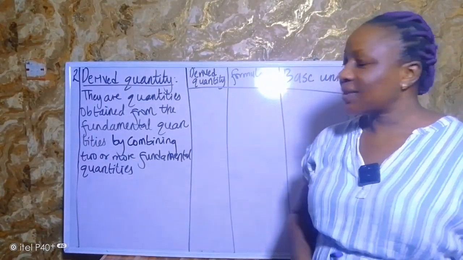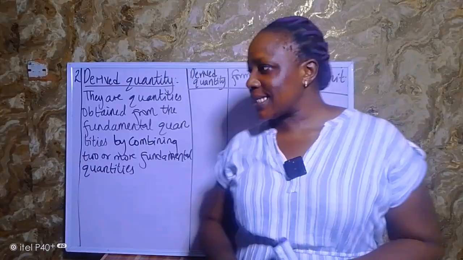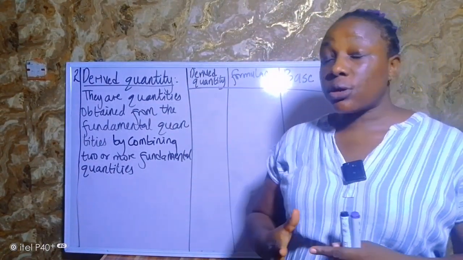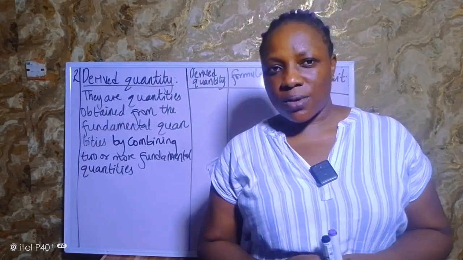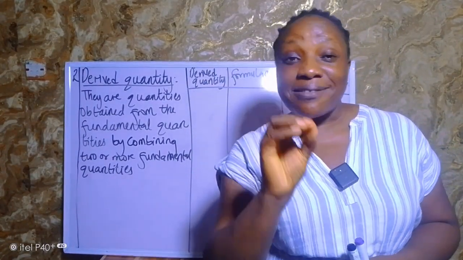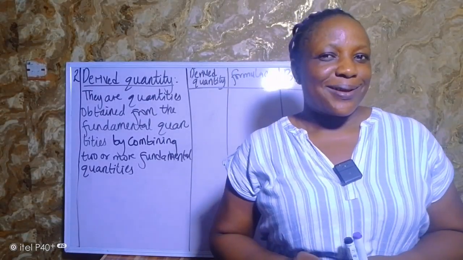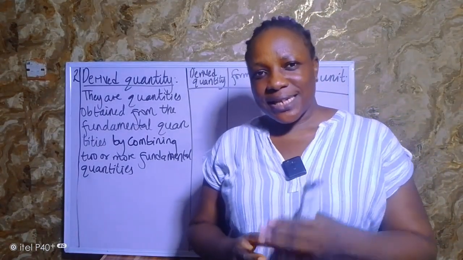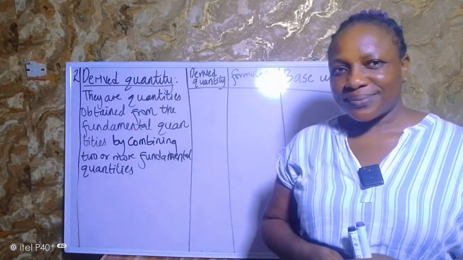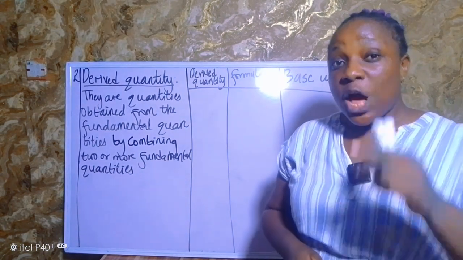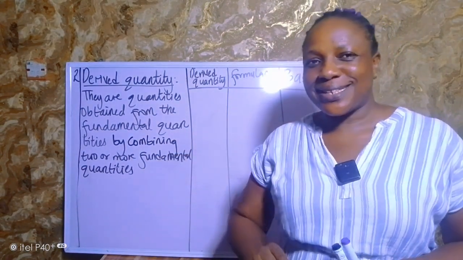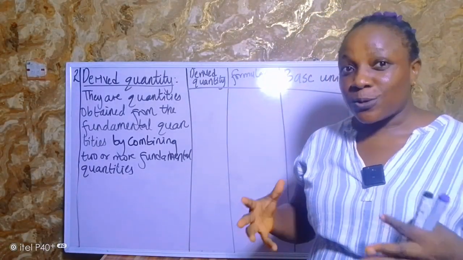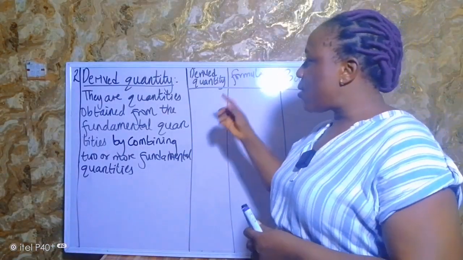Derived quantity. Derived quantities are those quantities that we get from fundamental quantities by combining two or more fundamental quantities. Have you seen it? The same thing with the derived units. Derived units are those units gotten from fundamental units by combination of two or more fundamental units. So simple, understand? So we'll take two of them together. Now we'll come to derived quantity.